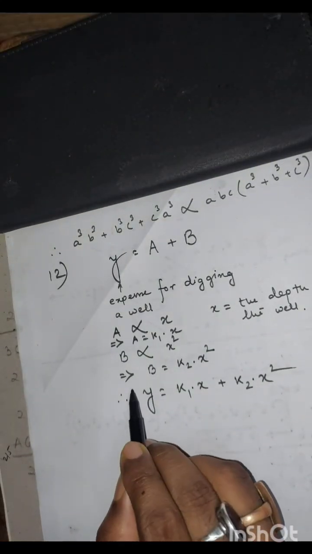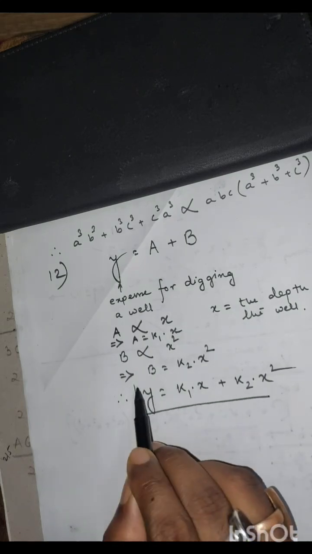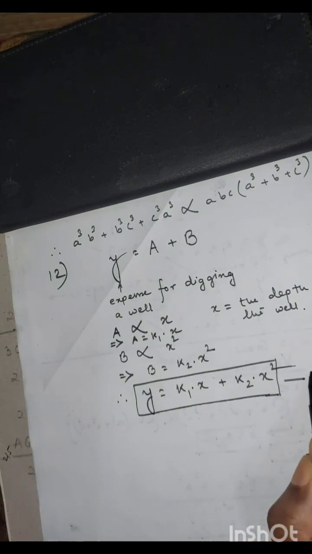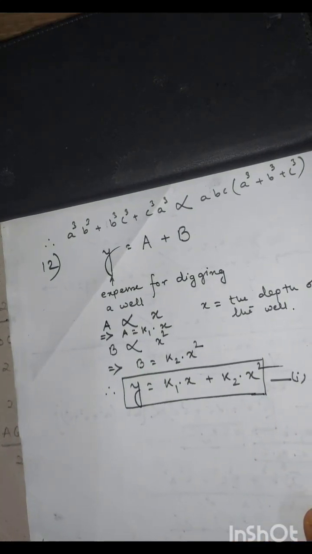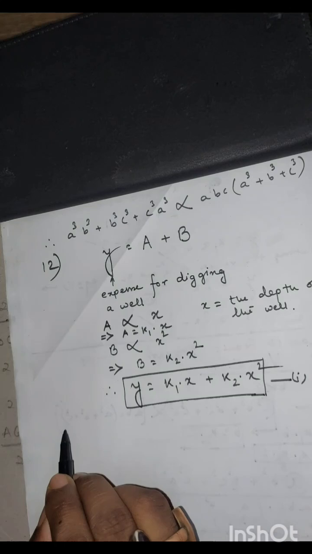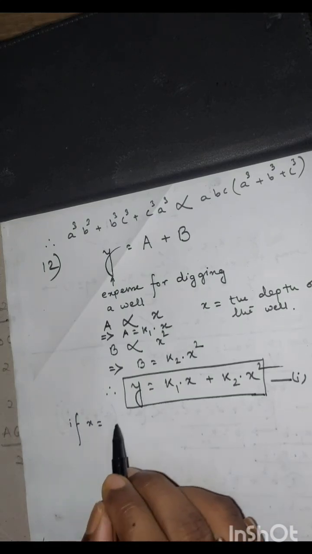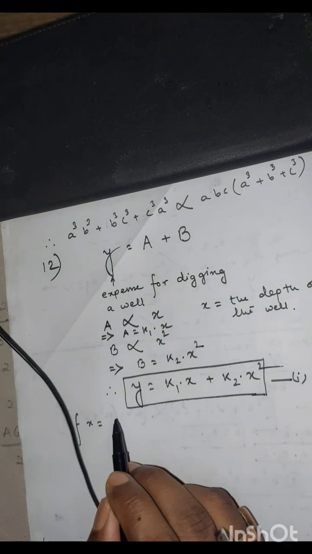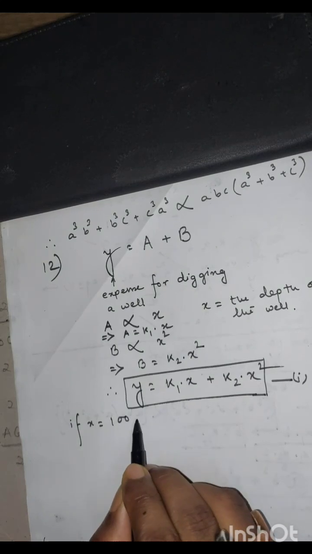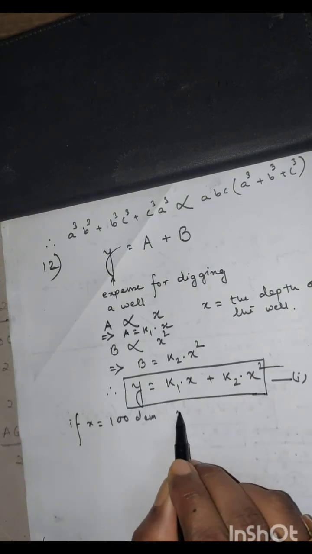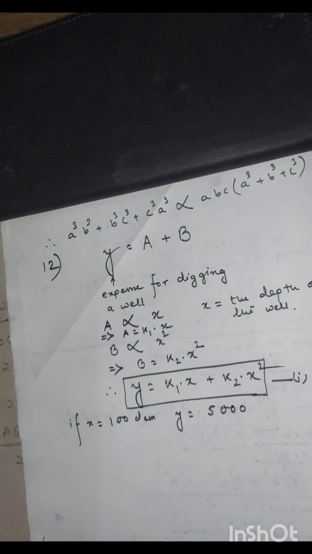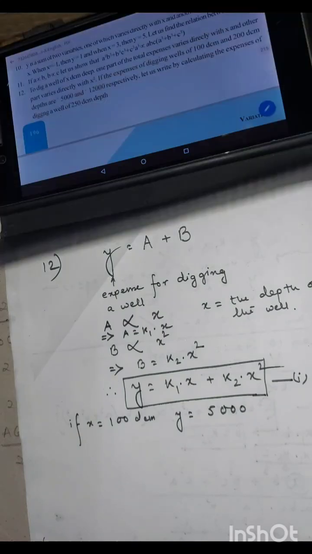So this is our equation number 1. And the first condition says, if x equal to 100 dcm, y equal to 5,000. Total expense is 5,000.